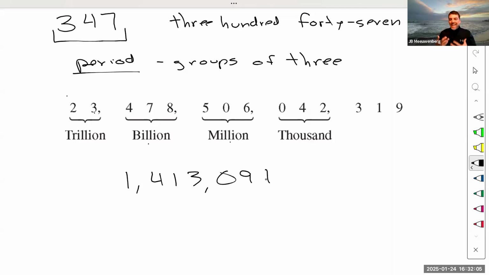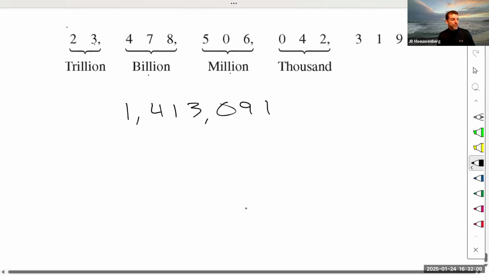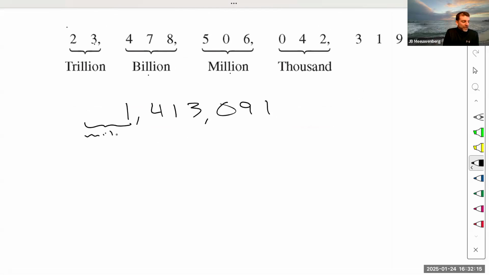So how would you say that number appropriately? Go ahead and give it a shot. So this is the million period. This is the 1000. So we would say this number 1,413,091. That's how we would say that.